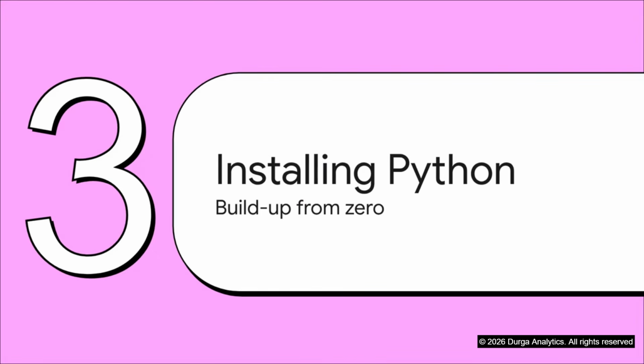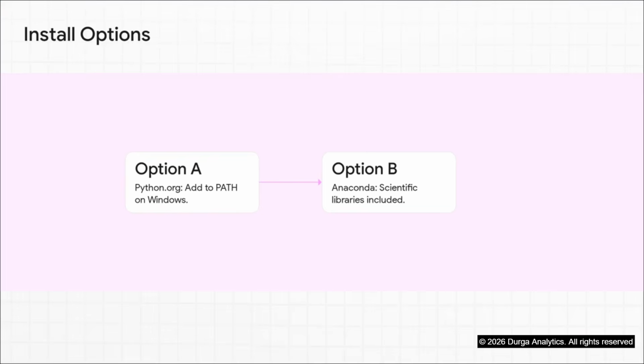Section 3. Building this up from zero and installing Python. You've basically got two paths here. Option A is the official installer straight from python.org. If you're on a Windows machine, ticking the box that says Add Python to Path before you hit install is an absolute mandate. Seriously, if you skip that, your terminal will throw a command not found error because it has no idea where the Python engine lives.